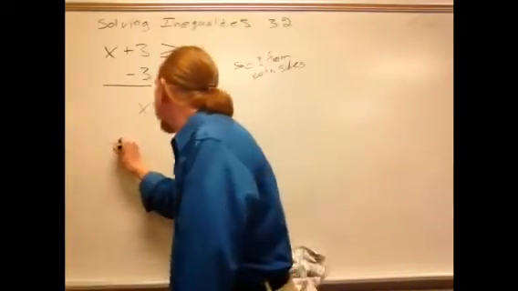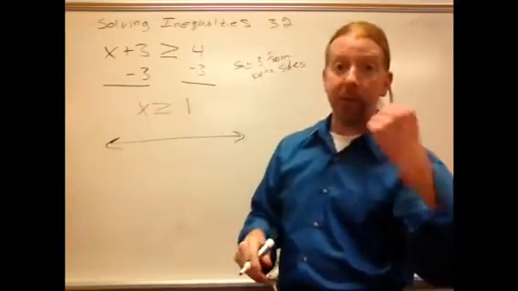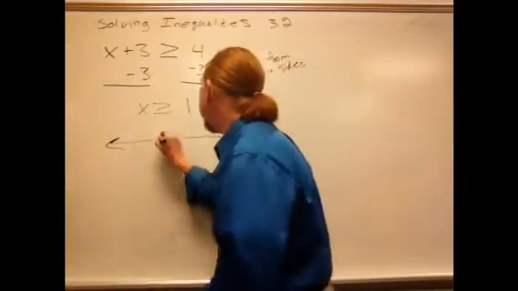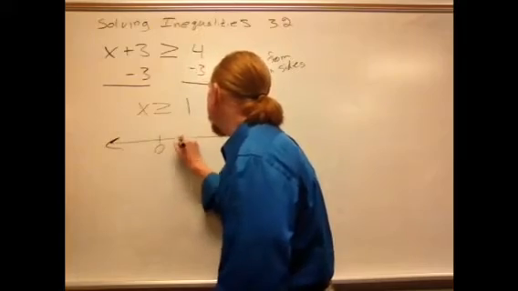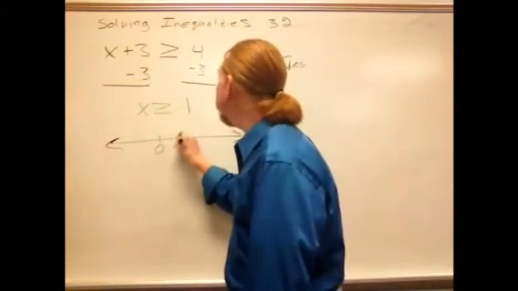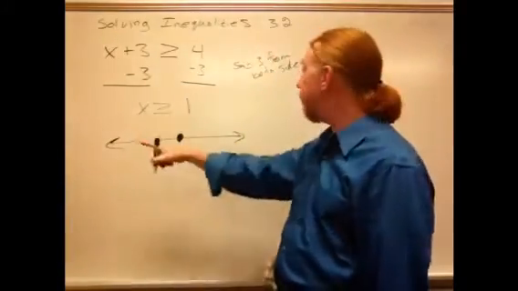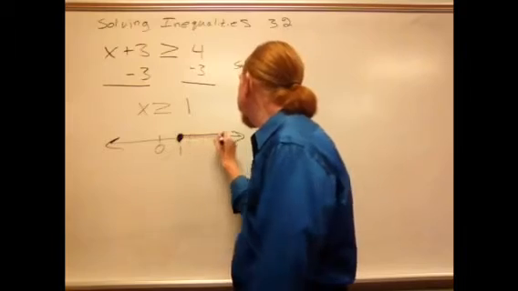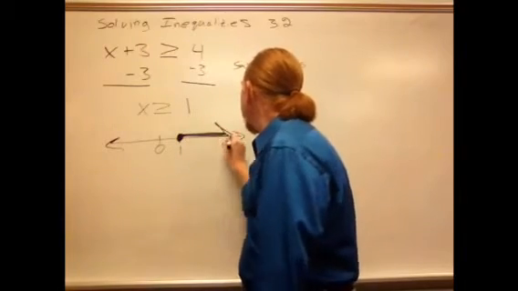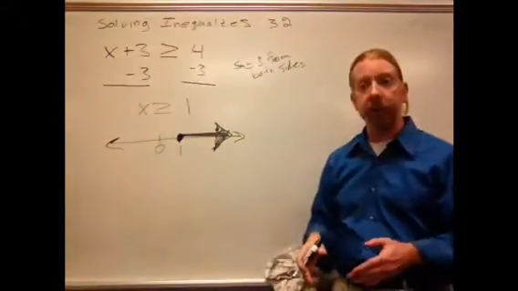If I were to put this on a number line, remember you're going to be expected to graph these solutions as well. There's 0, there's 1. Now, it's equal to, so 1 is a solution. I also want greater than, which means I'm going to be going off to my right. There would be my solution.